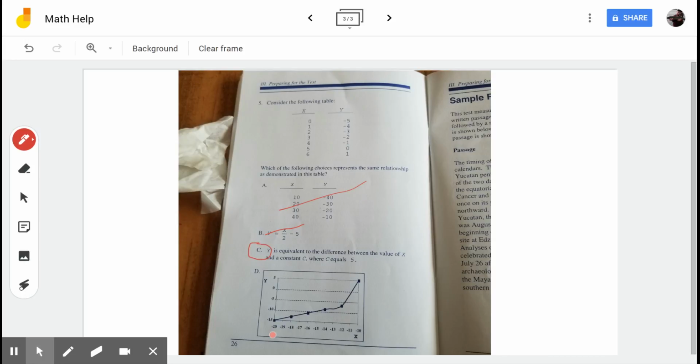Let's just double check D. So this is a graph where they have x plotted against y. So for the first one, the value of x here is -20, and the value of y is -15 for this point here. That is not even an option in this table. So we can confidently say that C is the correct choice.